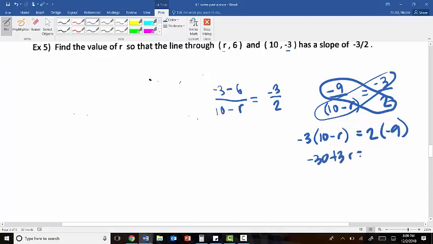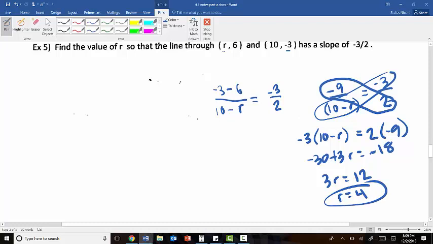So we're going to distribute. Looks like we're going to need to add 30 to both sides. And then we're going to divide by 3. So our answer should be 4.